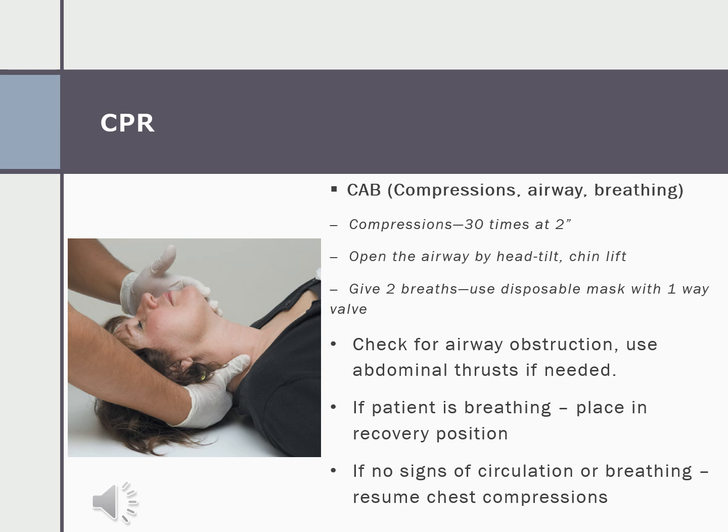If the patient still isn't breathing after initial attempts, check for a possible airway obstruction, use abdominal thrusts if needed, and recheck for breathing. If the patient is breathing, place them in the recovery position, which is laying on their side, and the head should be directed down so that if they vomit, they do not choke. You want to assess circulation by checking for a carotid pulse and look for signs of coughing, movement, or breathing. If there are no signs of circulation or breathing and an AED isn't available while waiting for emergency response, resume chest compressions and start the process of CPR over again.